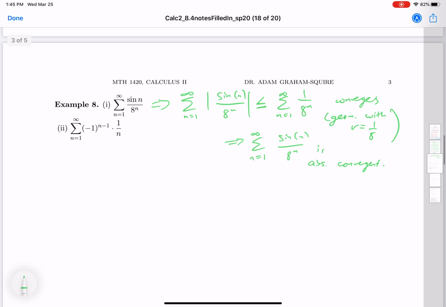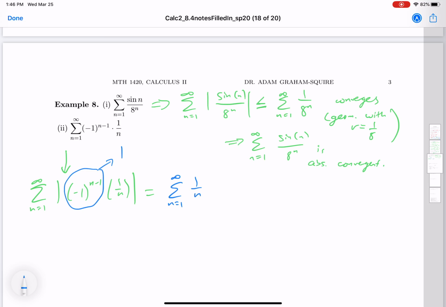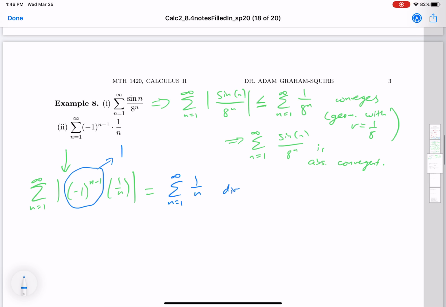All right, how about this one right here? If I take the absolute value, the sum, n equals 1, of the absolute value of negative 1 to the n minus 1 of 1 over n, well, what that effectively does is it just makes this thing go away, because the absolute value of negative 1 to a power is just going to be 1. So this is just the sum, n equals 1 of 1 over n, which diverges, because it's a harmonic series.